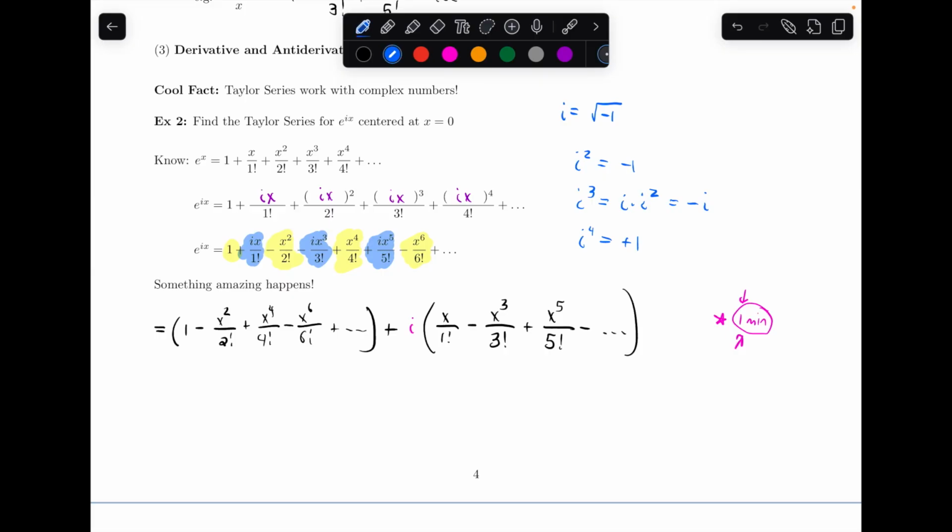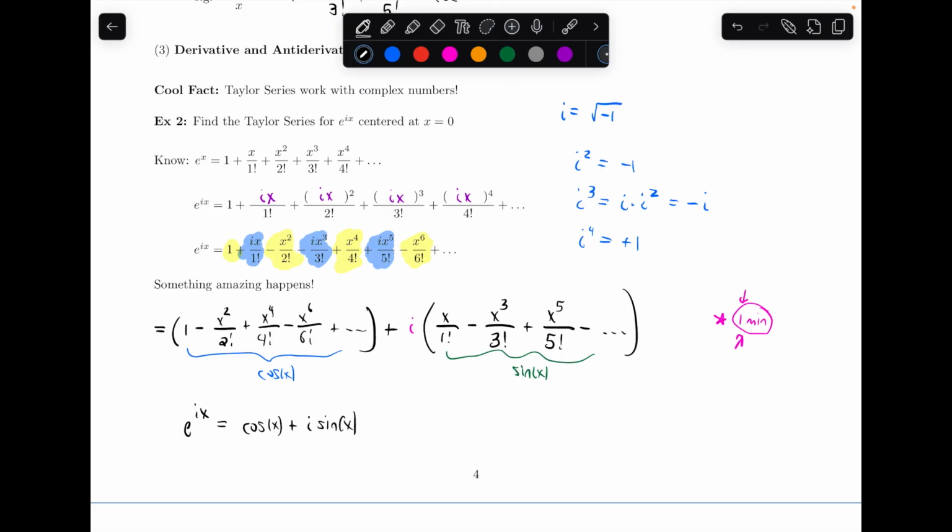So the even power one, that's just cosine x. And this one with the odd powers, that's sine x. What this has shown is we started with e to the ix. I'm going to write that down, e to the ix, and it equals cosine x plus i times sine x.